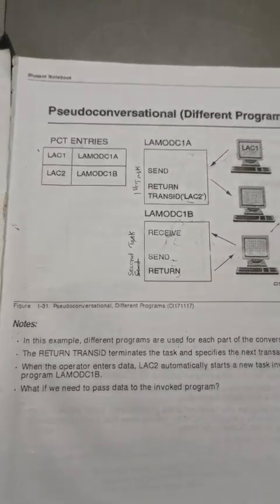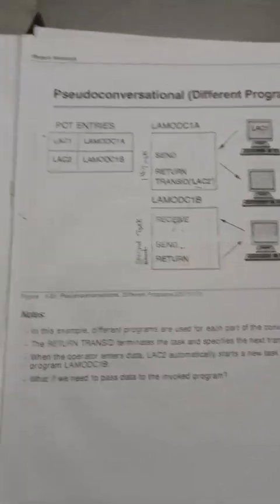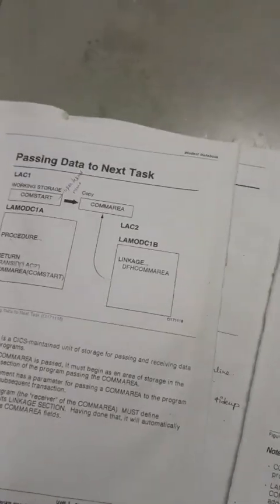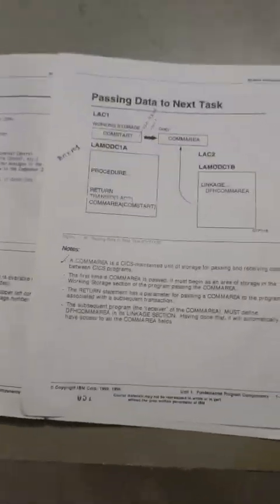What if we need to pass data to the linked, invoked program? How can we pass the data to the invoked program? We can see how to pass the data to a different program.